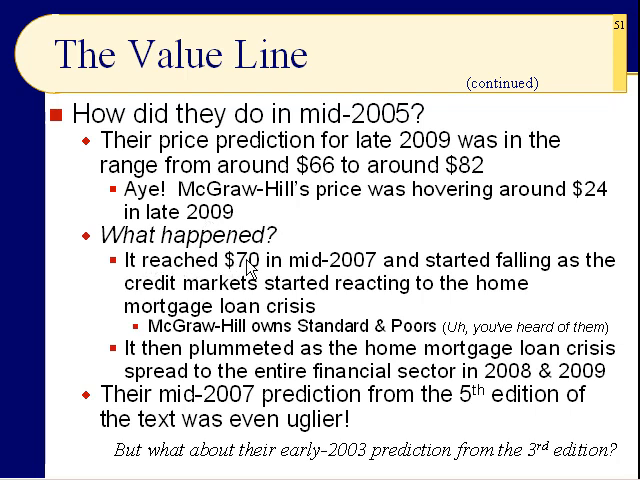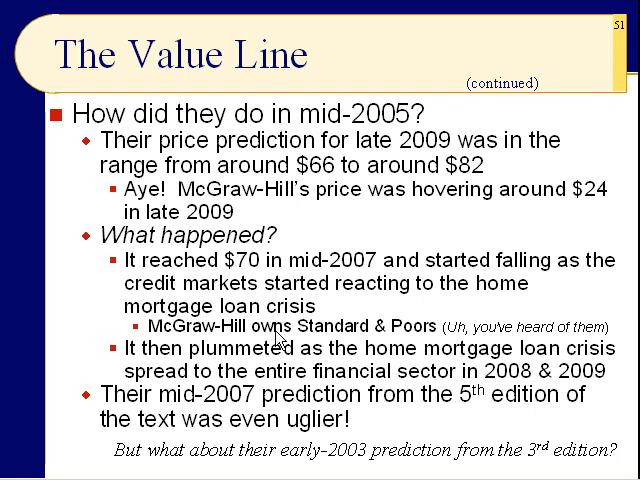It reached $70 in mid-2007 and started falling as the credit market started reacting to the home mortgage crisis. You see, they weren't the only ones. They did not see the result of the housing bubble. So they were expecting it to be 66 to 82, and it was hovering around $24. Well, it reached $70. So they had hit their mark, actually sooner than they thought. But the price started falling as the credit market started reacting to the home mortgage loan crisis.